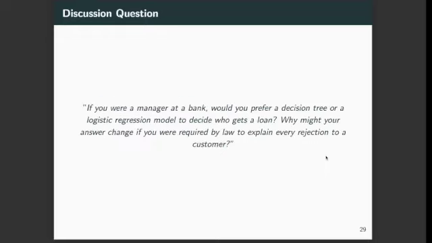I'll leave you with this discussion question. If you're a bank manager, would you prefer a decision tree or a logistic regression to decide on loan applications, whether you want to accept or reject a certain loan application? And how would that change if the law required you to explain every rejection to a customer? Think about that for next time.